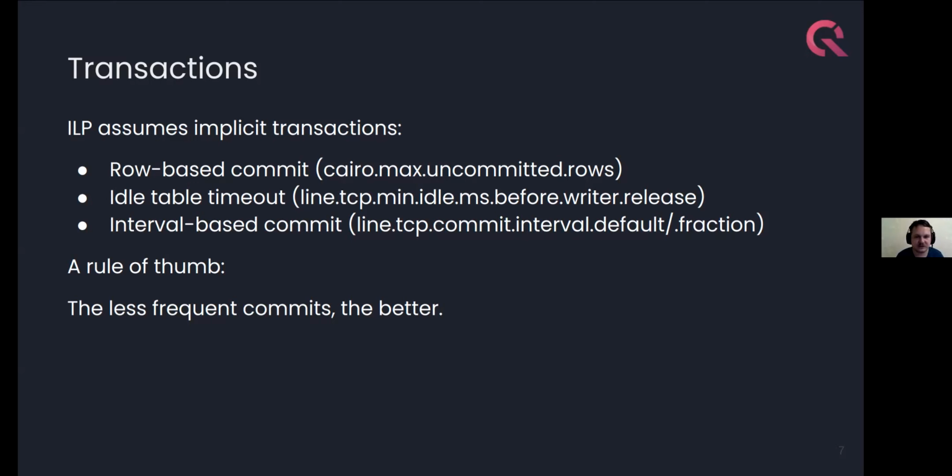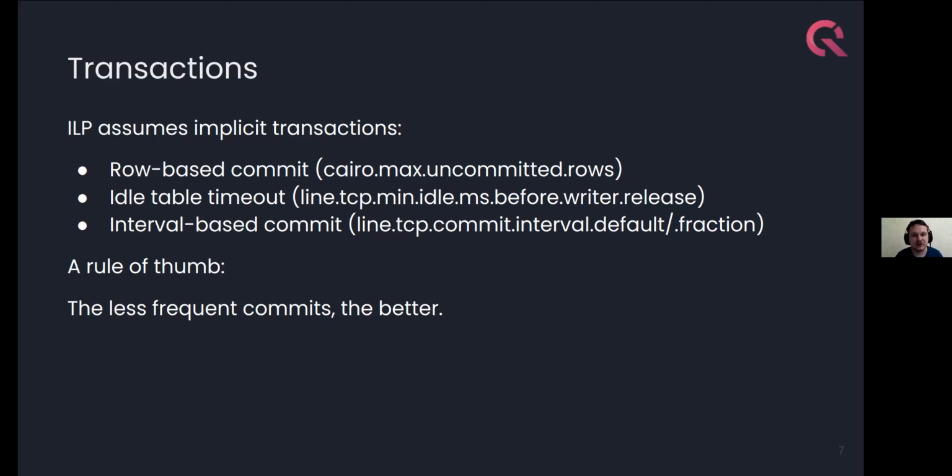The first strategy is row-based. Basically, when you reach a number of uncommitted rows, the database commits all of them. Then idle table timeout. If you do not write anything for a certain threshold, your data gets committed. And the third strategy is interval based. If your data ingestion is not really intensive, so you're writing a few rows, but you keep writing them, in that case, idle table timeout does not kick in, but instead interval-based commit happens periodically. And once again, all of these strategies are documented in a good level of detail.